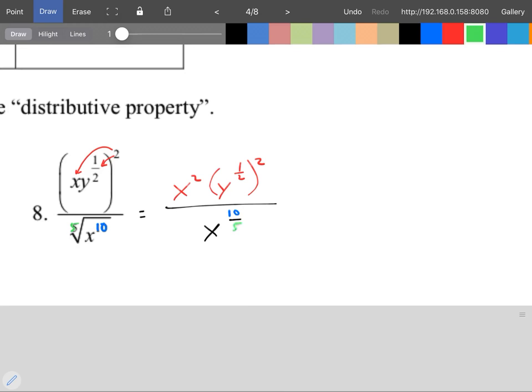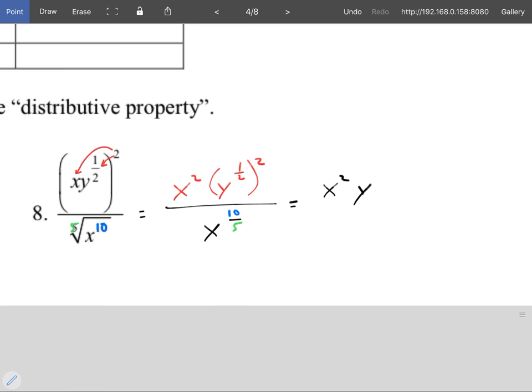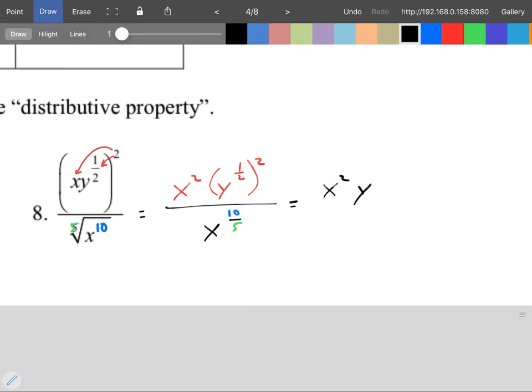All right, well, let's try to simplify this then. So then we have x squared, and then we have y. Well, again, right here we have a power raised to a power, so we are going to multiply these. So 2 times 1/2, that's just 1. So that's going to be a first power. And then in the denominator, we have x. Well, 10 divided by 5, that's just 2. So that exponent is just a 2.